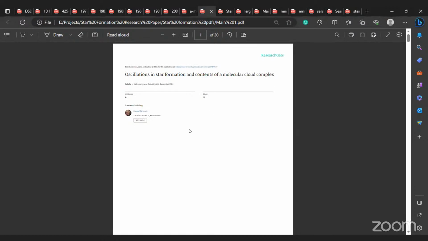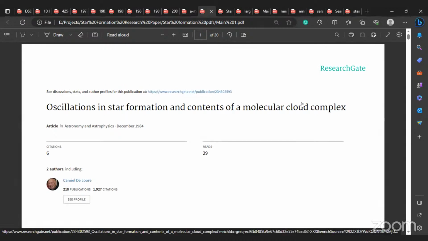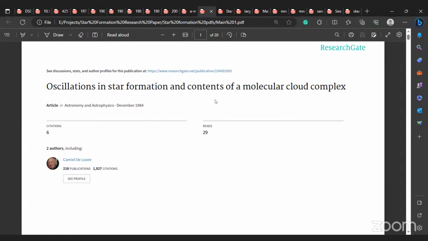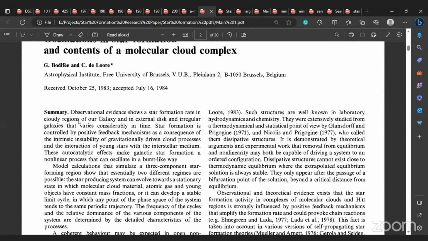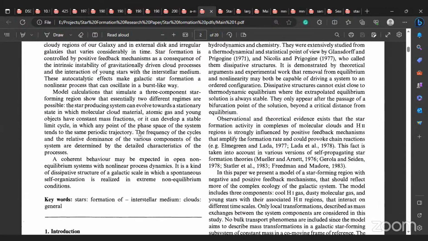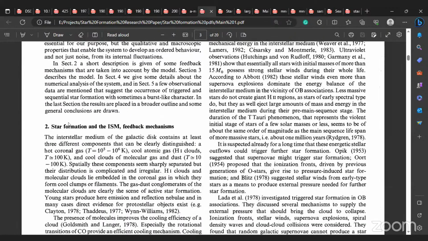This is, let's say, the most technical paper that you will ever read on star formation. Please note down the name of the paper: Oscillations in Star Formation and Contents of a Molecular Cloud Complex. I would say this is an incredibly complex paper. It starts from what type of observational evidence there is, and the need for star formation, and through the introduction it explains how it's a nonlinear cycle, with feedback mechanisms, like the kinetic energy output that we discussed. We read along those terminologies, so it discusses the feedback mechanism in detail.